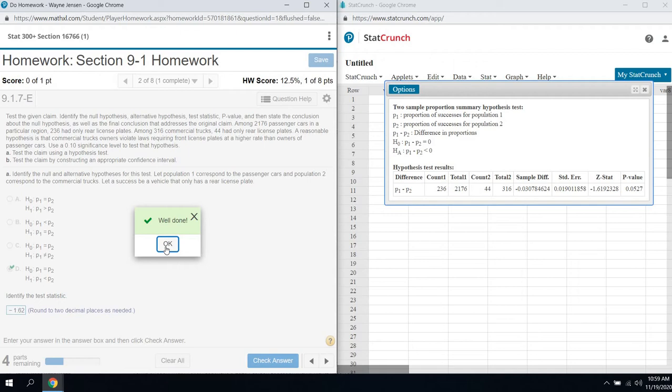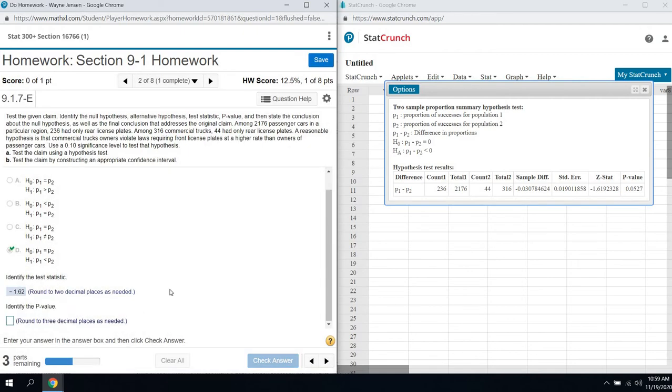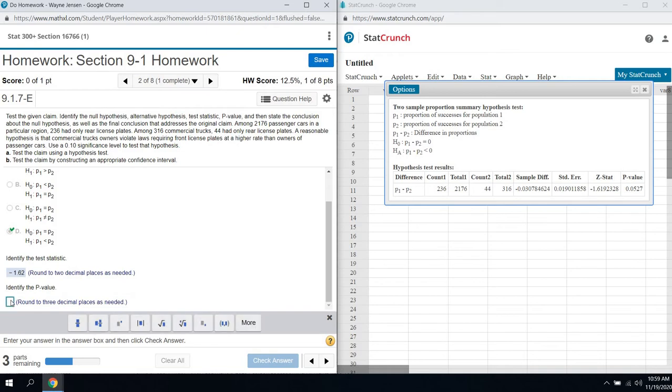Okay, perfect. Identify the p-value. Well, great. Now make sure you round it to where it wants you to round it, because it's going to mark you wrong if you don't. 0.0, and it wants us to go to 3, so 0.053.